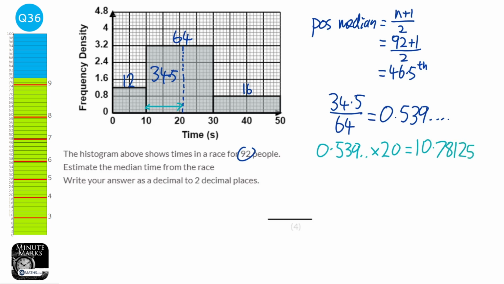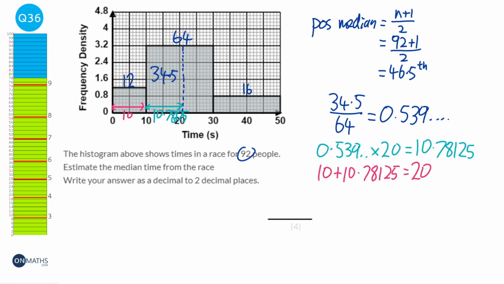And we get the answer of 10.78125. So this is going to be 10.78125 down here. But we need to add it on to the 10 that we have already. So we've already got 10 there. So we're just going to add the 10 and the 10.78125 together, and that will obviously give us 20.78125. And it wants it to 2 decimal places, so it's just going to be 20.78.